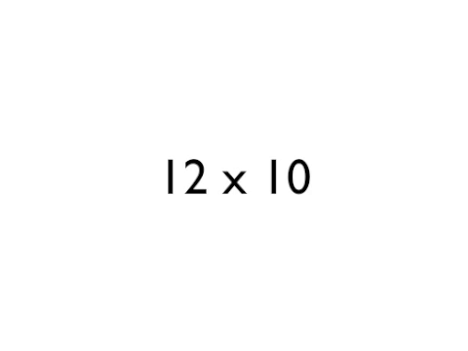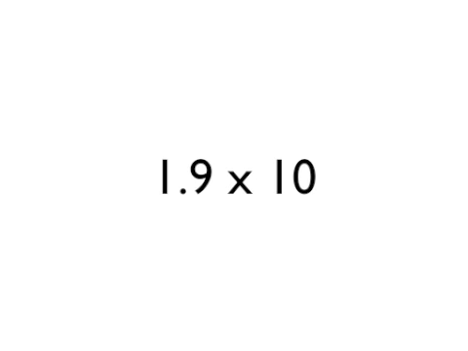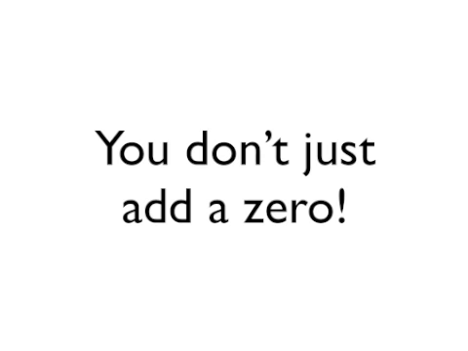So let's do a few mental challenges. 12 times 10. You've probably worked out that that's 120, just putting the 0 on the end of the 12. 645 times 10 becomes 6,450. But here's where it gets hard. 1.9 times 10. So it's going to be somewhere between 10 and 20. And the answer is 19. So we don't just add zeros on.